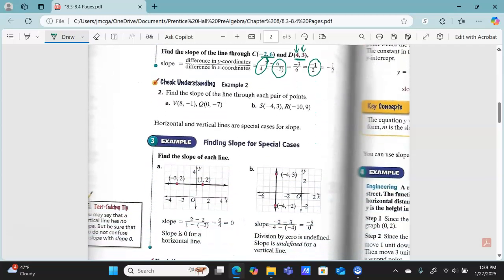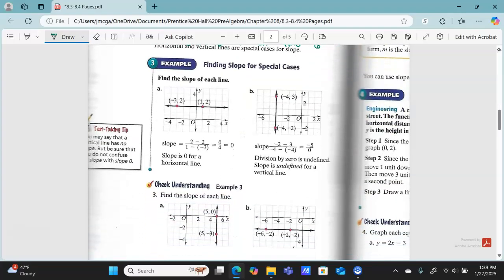So let's do these two right here. We're going to do the difference in y over the difference in x. So I'm going to do negative 1 minus negative 7 over 8 minus 0. So I end up with 6 over 8, which is 3/4. What about this one? Change in y over change in x. So 3 minus 9 over negative 4 minus negative 10. So I get negative 6 over positive 6, which is negative 1.